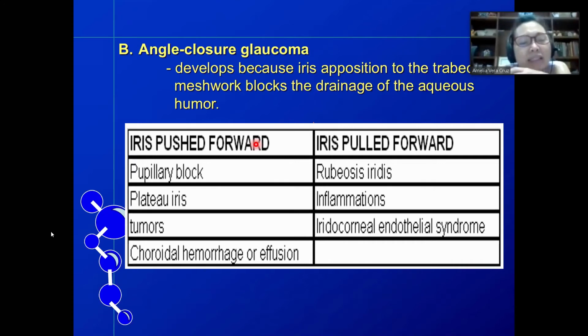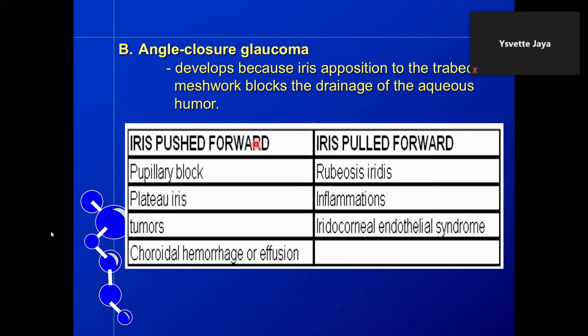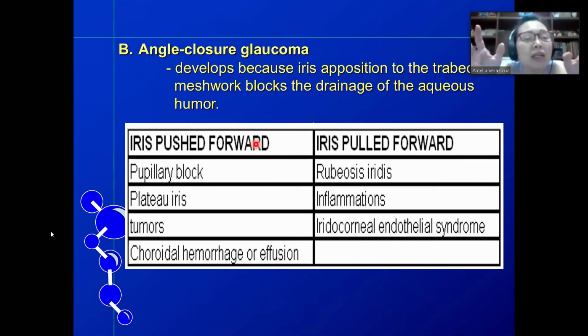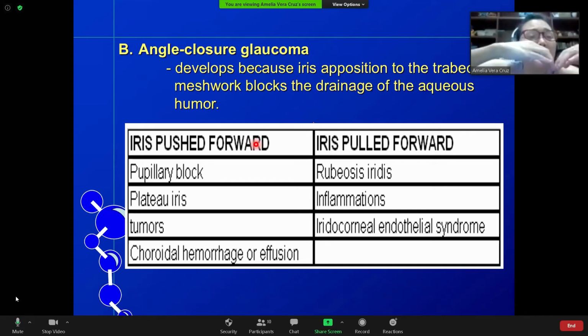Okay, imagine, when there is pupillary block, there is membrane in your pupil. So the aqueous humor will just be stuck in your posterior chamber. Imagine mo yan, hindi siya maka-pass through the pupil. So anong mangyayari ngayon sa iris? Maglulubo ngayon ng iris. Lulubo siya ngayon. So, pag na ganito siya, it is pushed forward.